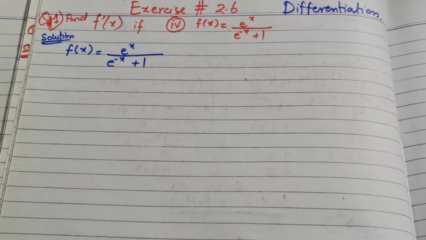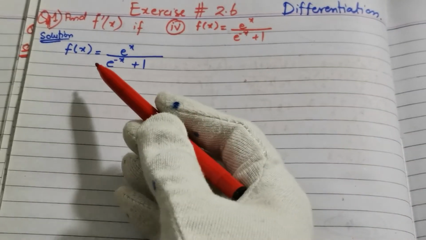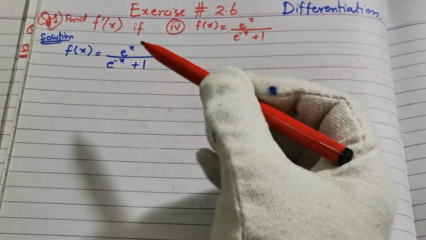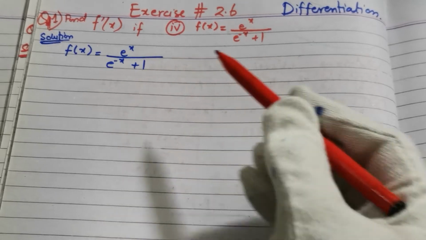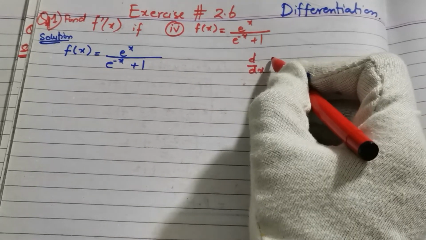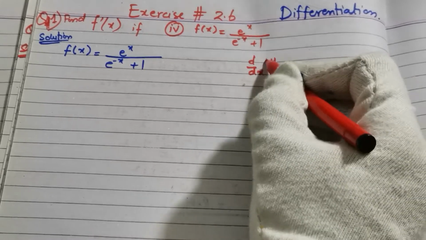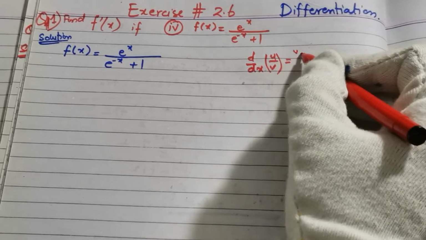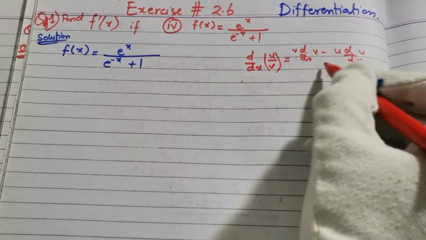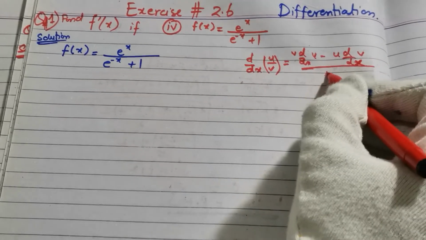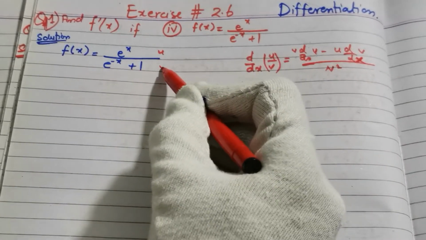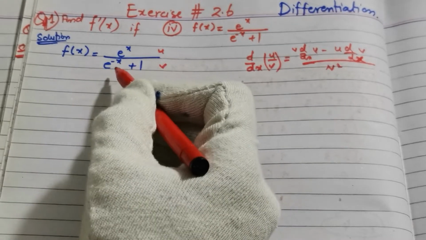Basically we want to find the derivative of f of x, and f of x is e to the power x divided by this. It means we want to find the derivative of a quotient of two variables. It means v times derivative of u minus u times derivative of v, whole divided by v square. So this term we consider as u and this term we consider as v.